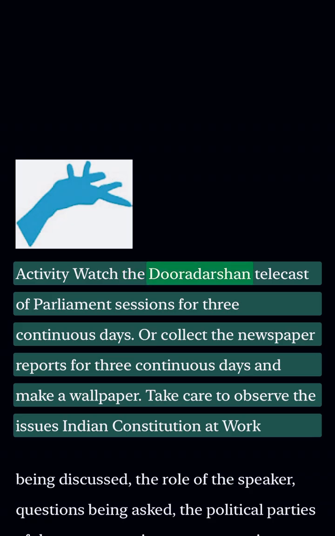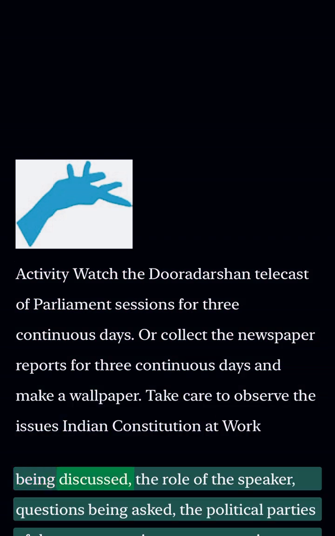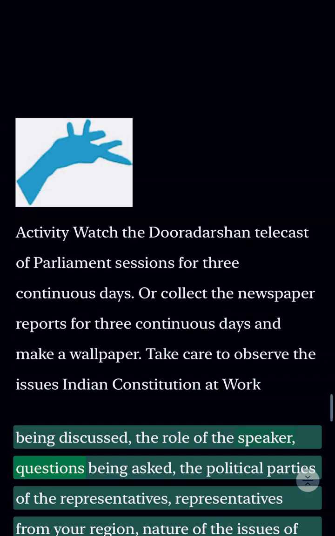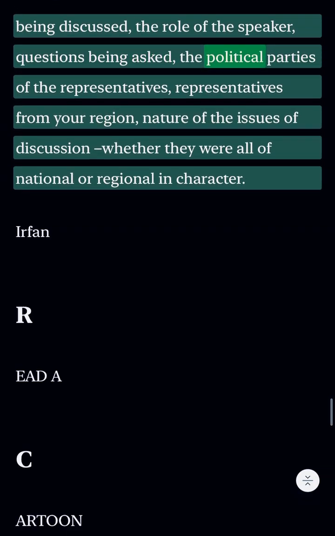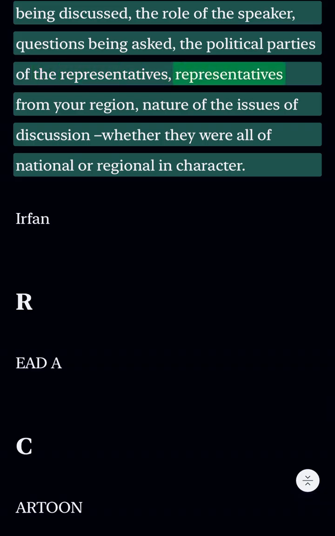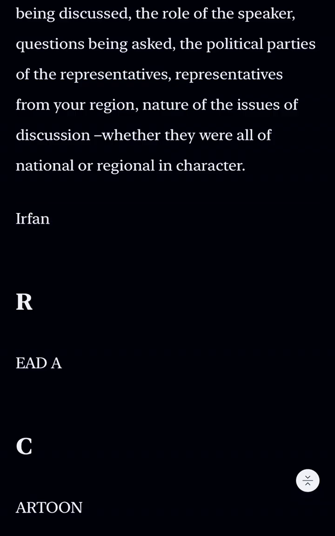Activity: Watch the Doordarshan telecast of Parliament sessions for three continuous days, or collect the newspaper reports for three continuous days and make a wallpaper. Take care to observe the issues being discussed, the role of the Speaker, questions being asked, the political parties of the representatives from your region, and the nature of the issues of discussion, whether they were all of national or regional in character.